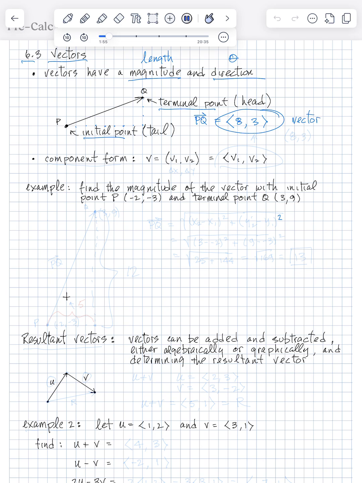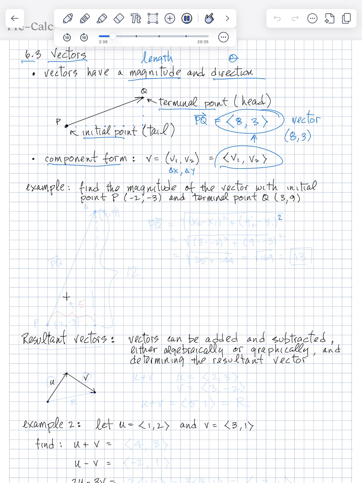You won't be confused with coordinates of (8, 3). That is just an xy coordinate with the parentheses, but with the greater than and less than signs, that means it's a vector. So here we're talking about the component form of a vector, v1, v2, which is the delta x and delta y. But it's more common just to put it in this form like we did right here.